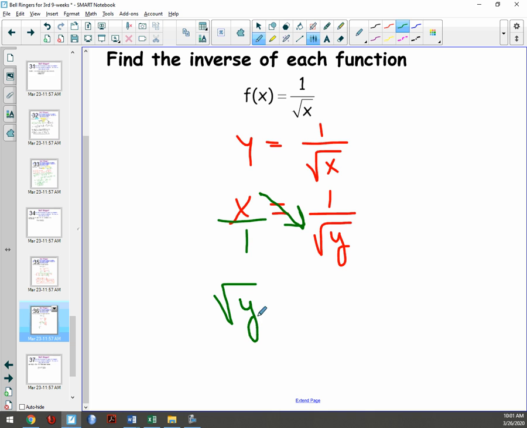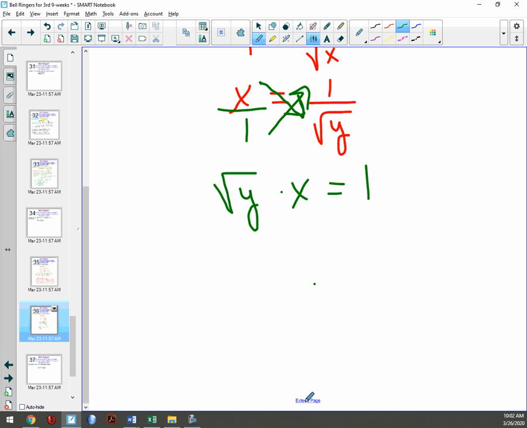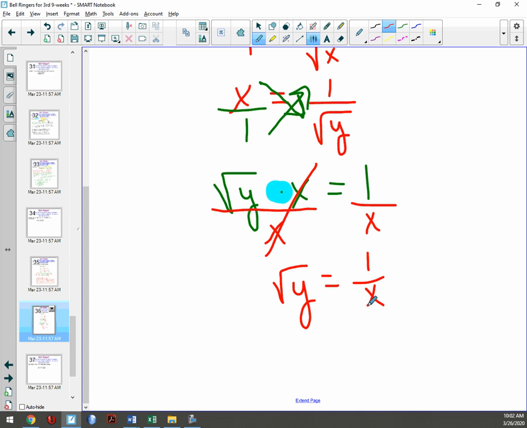The square root of y times x is equal to 1. Now remember, you're solving for y. So what is attached to the y? What is attached to the y is the x, and it is attached by multiplication. Since it's attached by multiplication, the opposite of multiplication is division. So I'm going to divide both sides by x. So that cancels out and you're left with the square root of y is equal to 1 over x.